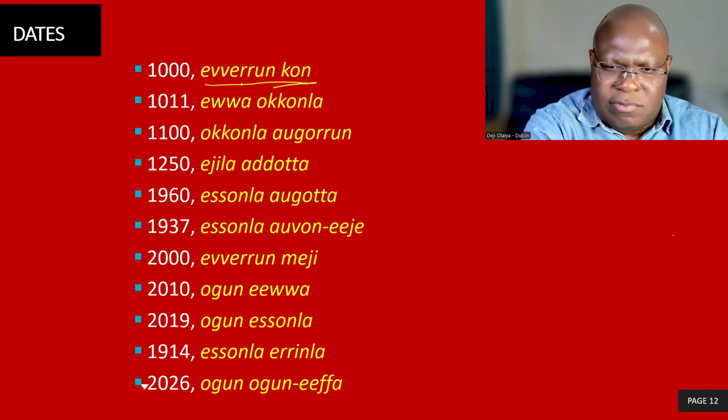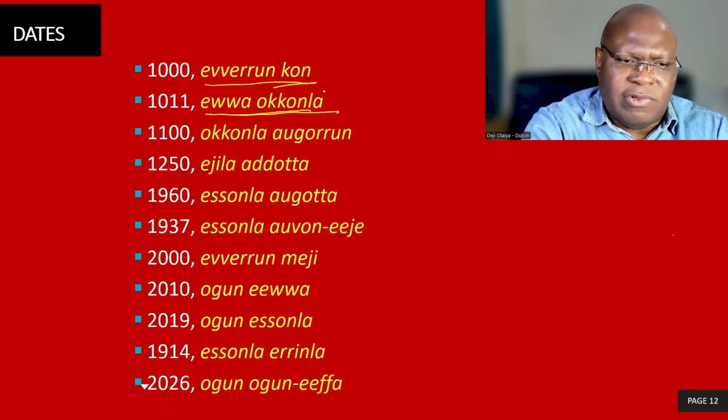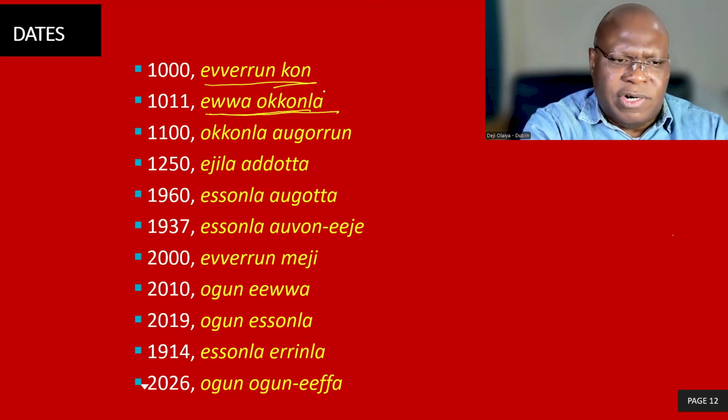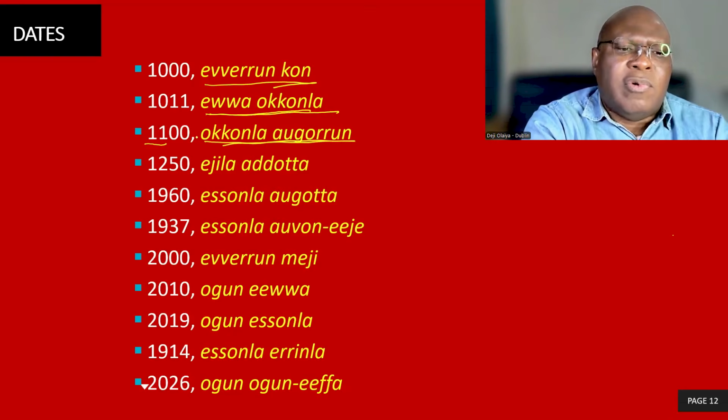Year 1011. Ọdún ẹ̀wá ọ̀kànlá. 1011. You can see how we use all those feminine values. Ọdún 1100. Ọdún ọ̀kànlá ọgọ́rùn-ún. What about 1250? Èjìlá àádọ́ta.